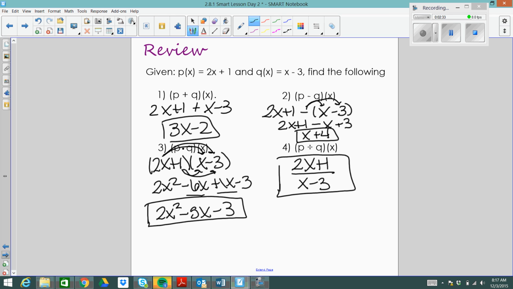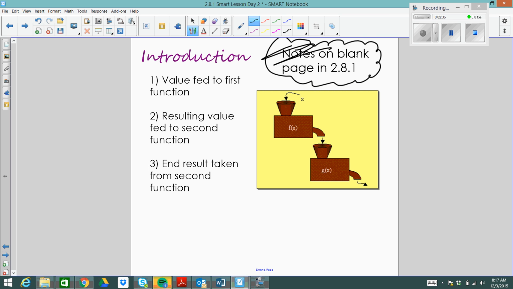Now let's learn about composition of functions. You guys have a worksheet, so no need to take any notes in your book today. So let's look at a composition of a function. A composition of a function is a value of a value. So we're going to first take our value, feed it into our first function. Then out comes our answer. We're going to feed it into our second function to end up getting our final answer.